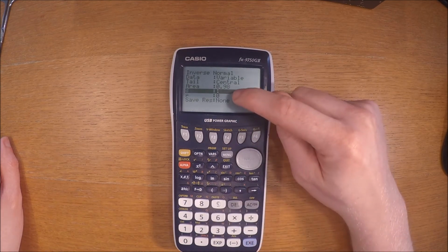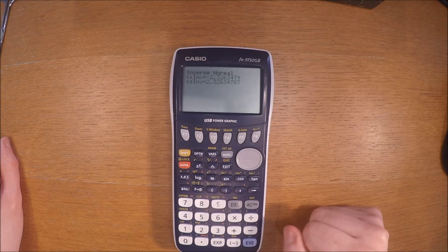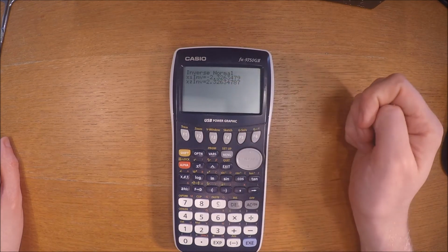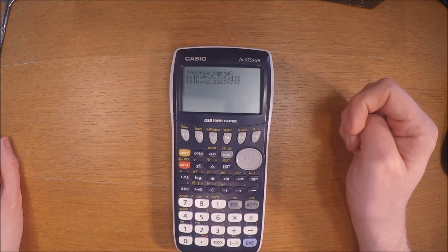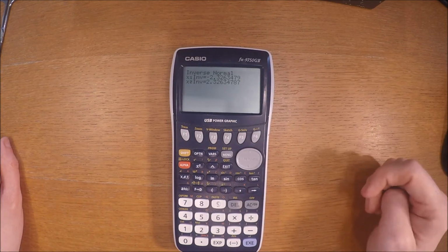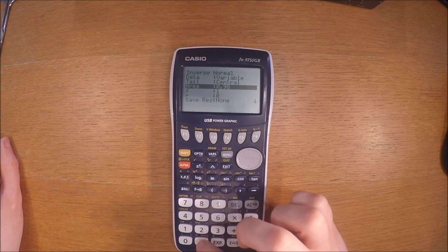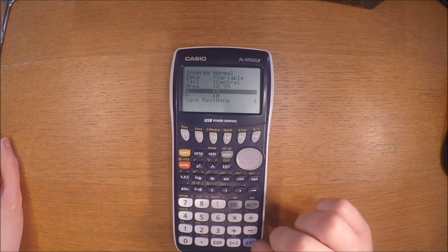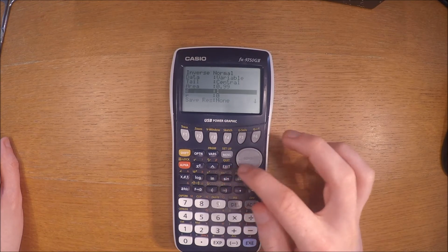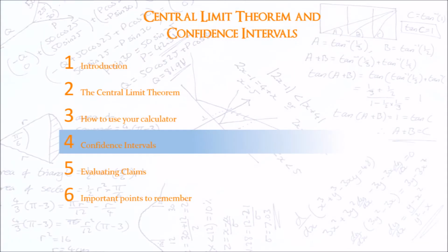So we execute. We need to make sure that our sigma and our mu are 1 and 0 respectively. We press execute, and we get minus 2.32 and positive 2.32. So these will be our Z values that we're going to substitute into the formula. Suppose instead you want a 99% confidence interval, then you're going to put 0.99 here, and you'll get different values of Z. If you want a 90%, 0.9, and so on.